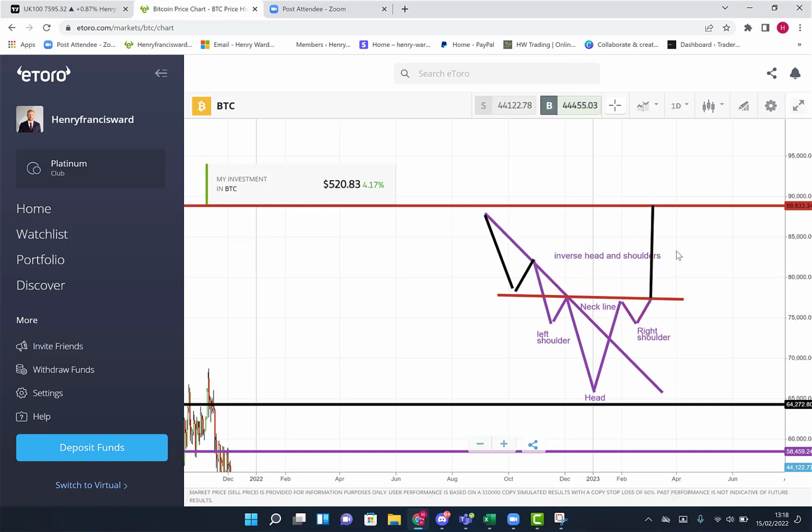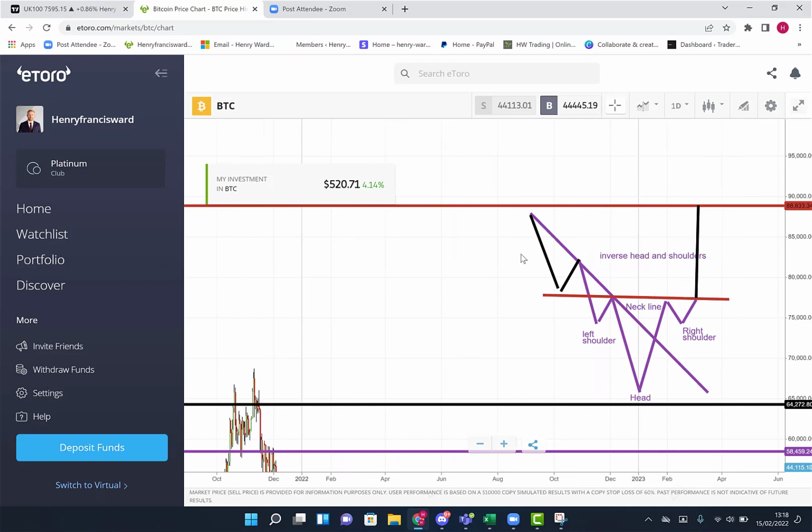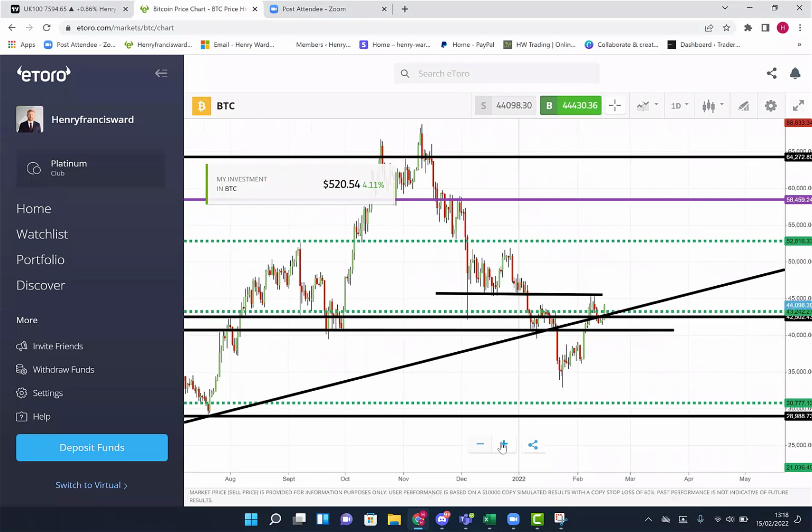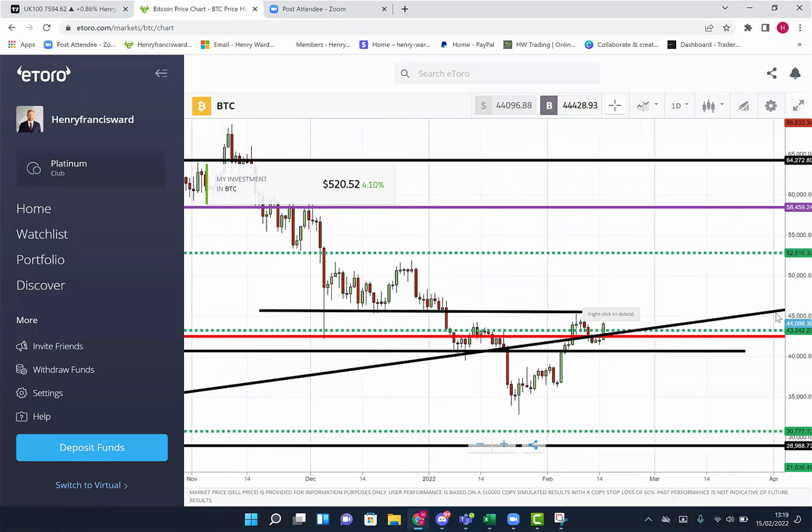Now, we can't guarantee how far it's going to go, but the probability is it generally hits the distance from the neckline to the head and then goes from there. But again, with the likes of crypto, this could very easily come from here the whole way back up to this top up here again. And that's what we're seeing at the minute, isn't it? Can everyone now see that happening?